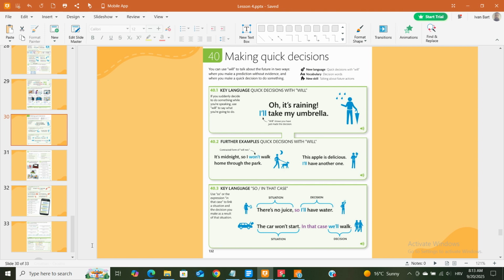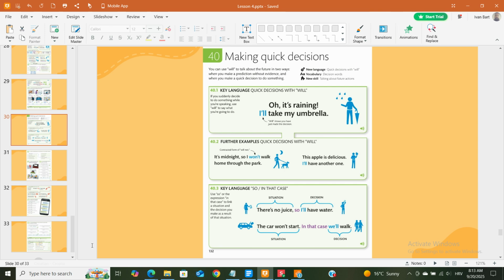New skill: talking about future actions. Oh, it's raining. I'll take my umbrella. Will shows you have just made the decision. 40.2 Further examples: quick decisions with will. Contracted form of will not: won't. It's midnight, so I won't walk home through the park. This apple is delicious. I'll have another one.